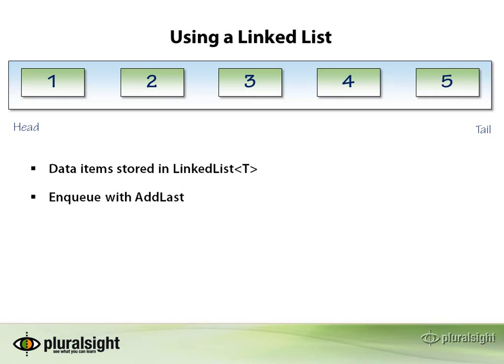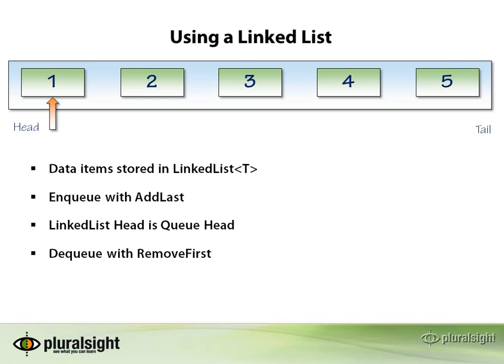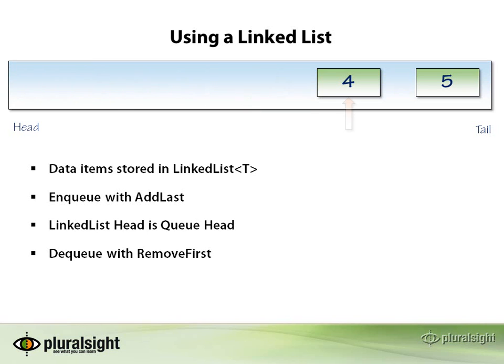And once we have the items in the list, we can see that the head of the list is also the head of the queue. Since we added items to the back of the list, it makes sense that it would remove or dequeue them from the front. This would use the removeFirst method on the linked list. And as you can see, each time we remove an item, the head pointer moves to the next item in the list, but the head of the list is always the head of the queue.